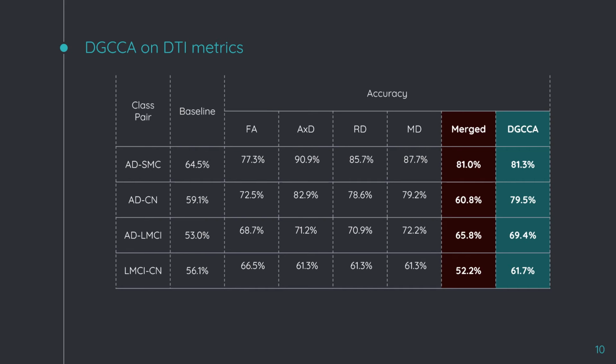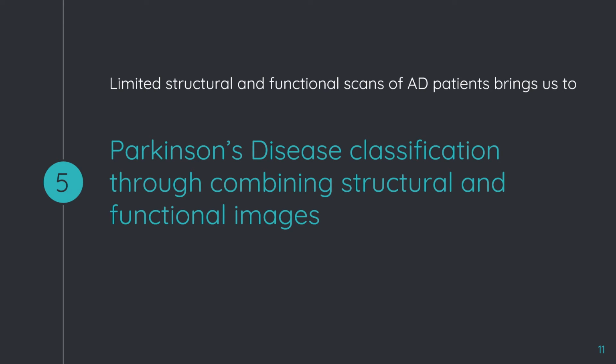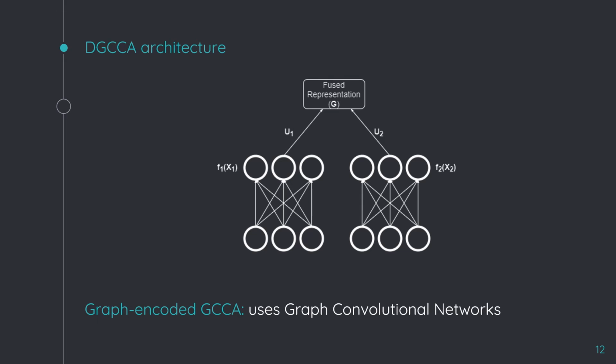When we tried to combine structural and functional images for AD patients, we did not have enough patients that went through both, which will give us very little data to train on. For the next experiment, we resorted to classification between Parkinson's disease patients and the control group by combining DTI and fMRI scans. Let's have a look back at the DGCCA architecture.